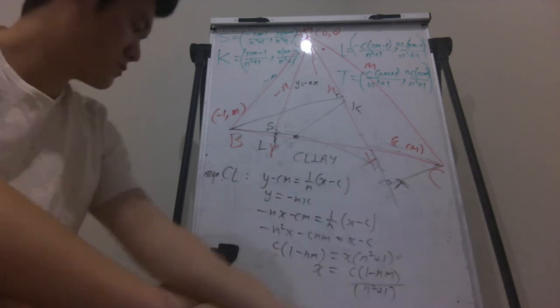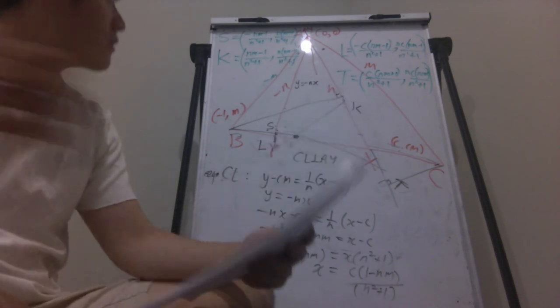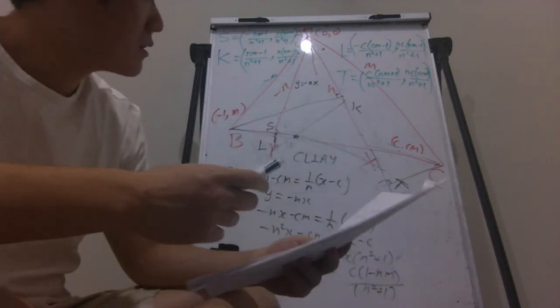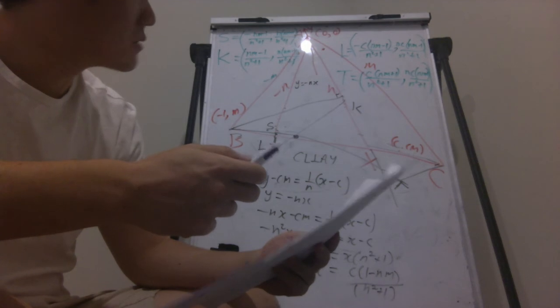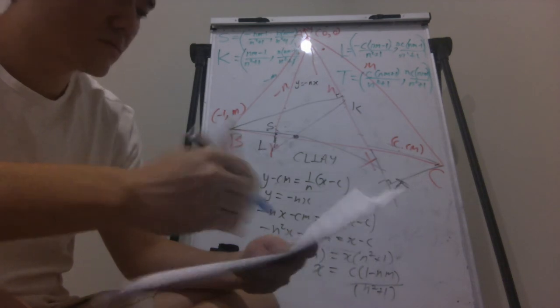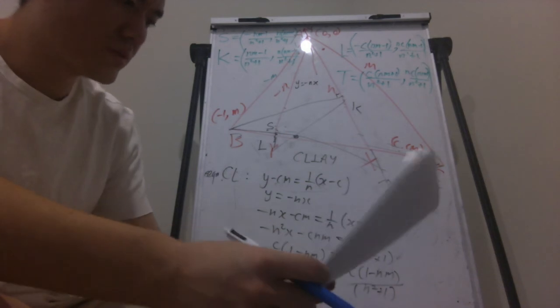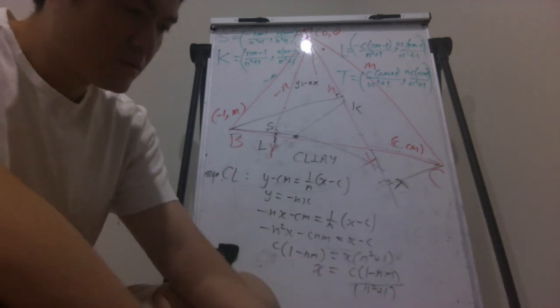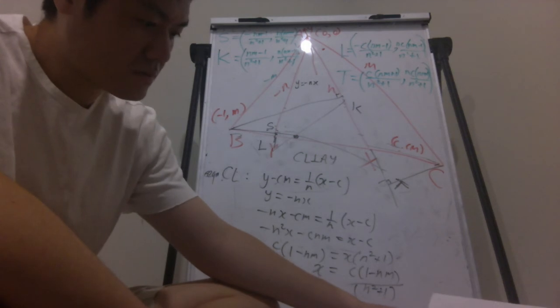Okay, so what do we get for L? L is minus C and M minus 1. Yeah, that's what he got as well. So, okay, how do we proceed from here? We find the equation of lines and then we find the equation of BC, and we prove that they're somehow concurrent.